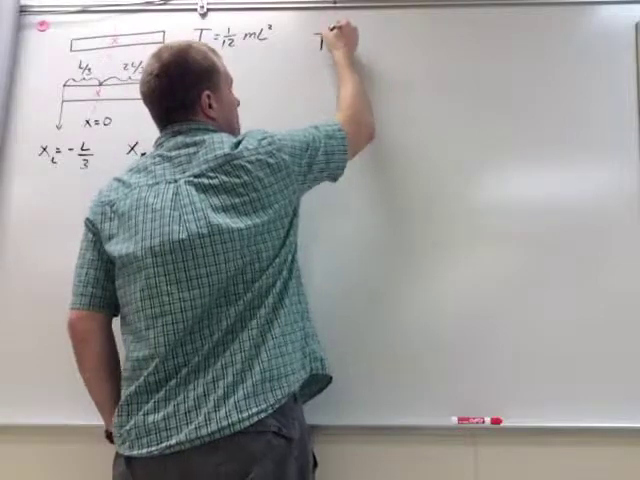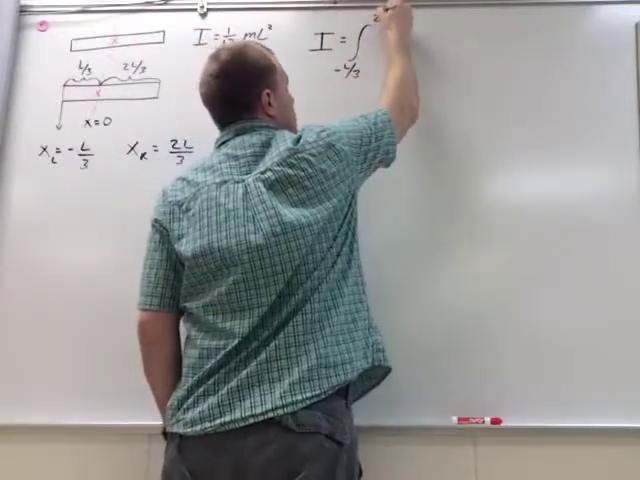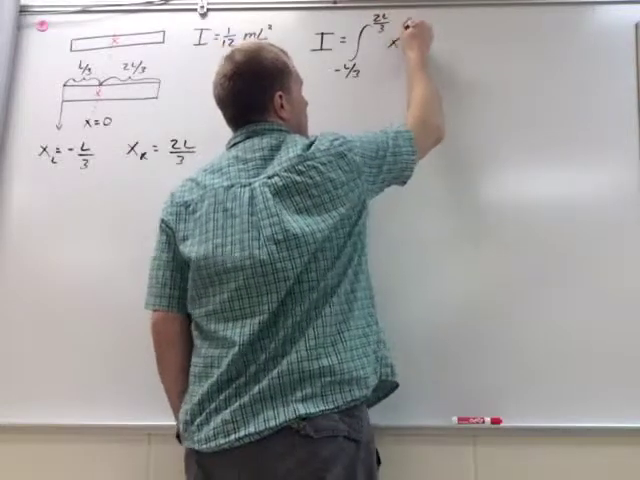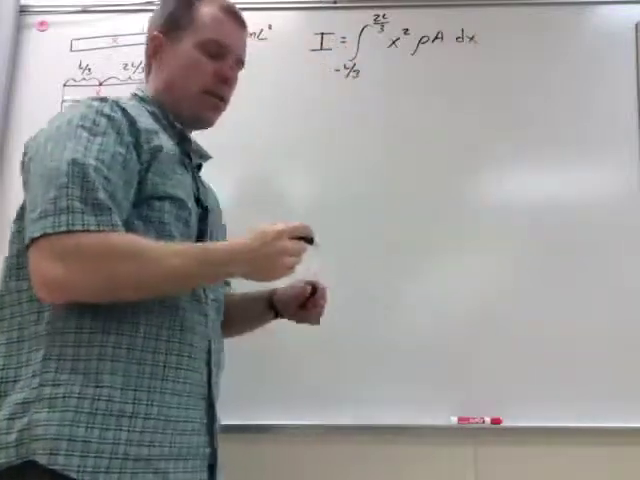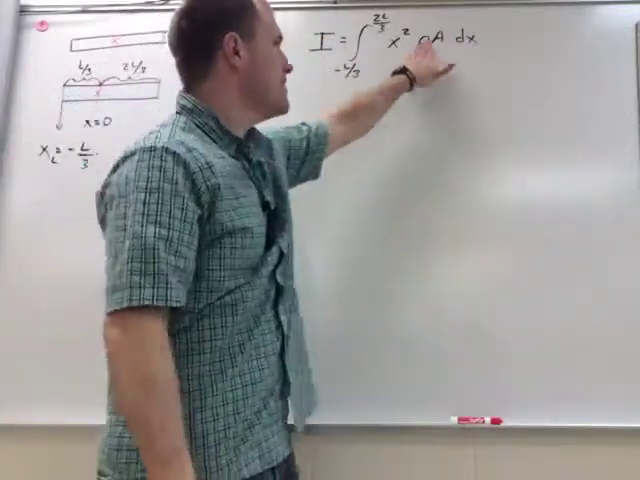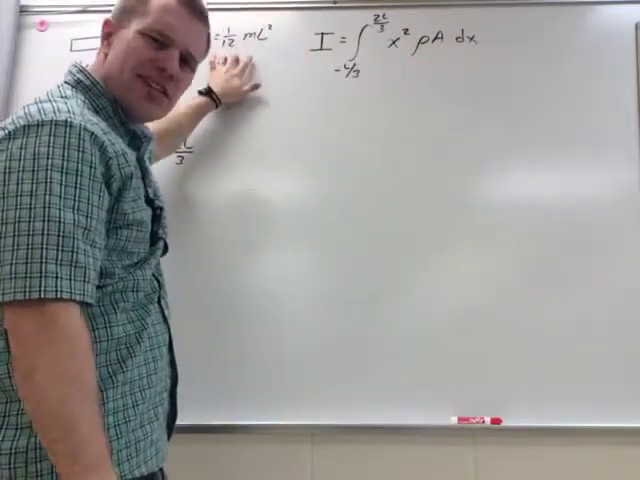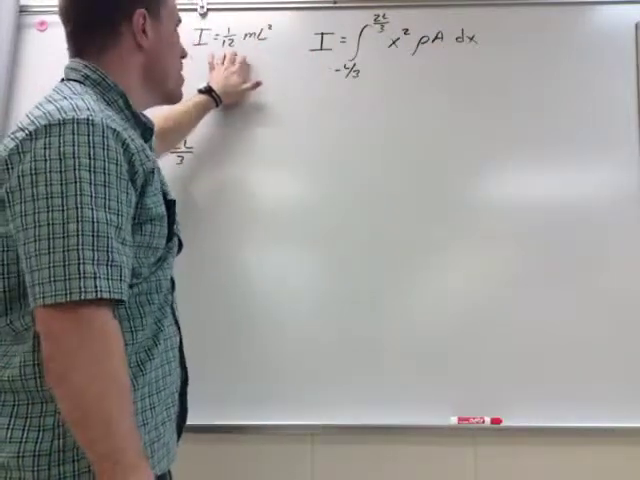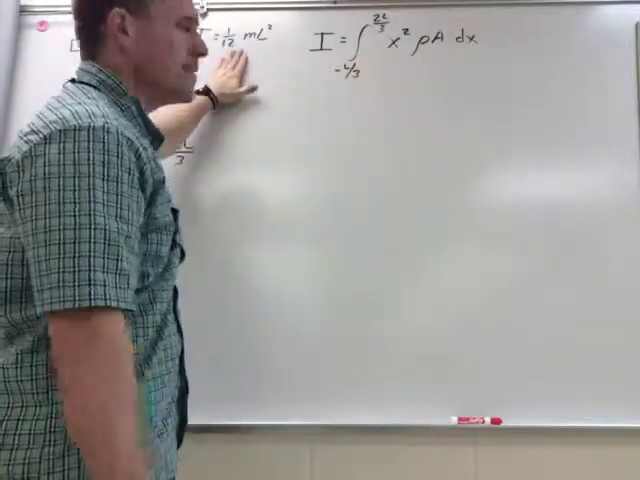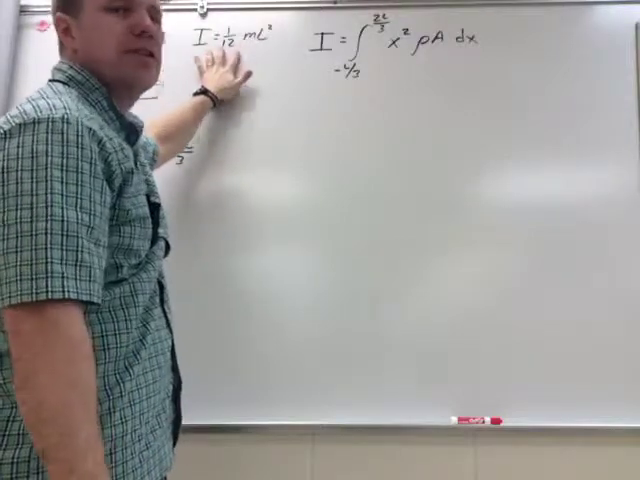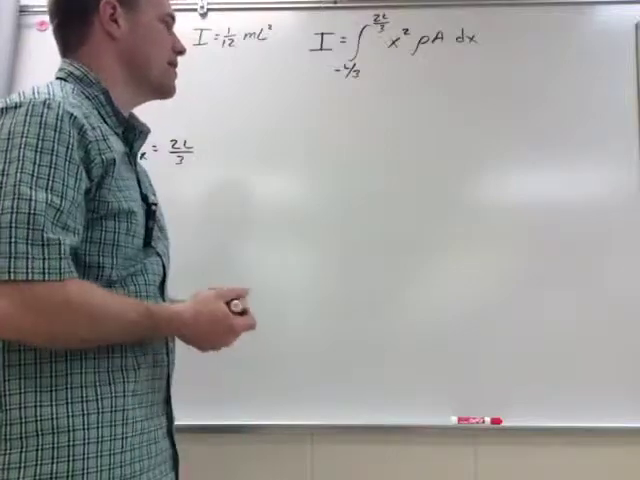All right. So my moment of inertia is going to be the integral from negative L over 3 to 2L over 3 of x squared density times cross-sectional area dx. Now when we do this integral, I have this density and this cross-sectional area in my integral, but when I look over here, there is no density and cross-sectional area in this. So what we want to do is eventually transform this into a format that looks like this, where there's a coefficient, a mass, and a length squared. Okay, and I'll show you how we're going to get that done in the end.